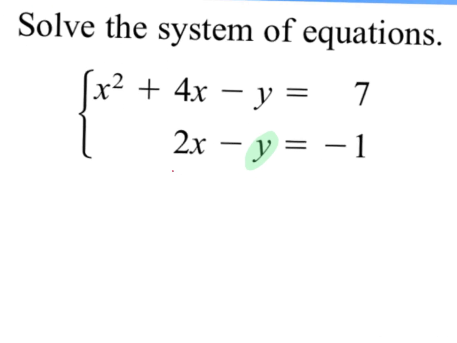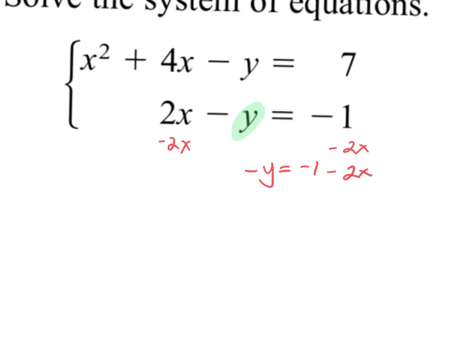We need to get rid of the 2x, right? So subtract the 2x. This says negative y equals negative 1 minus 2x. I want it to be positive y, so divide or multiply everything by negative 1. So this becomes y equals, both the negative 1 and the negative 2x become positive, right? So are you guys okay if I write 2x plus 1? Okay, I like the way it looks better.